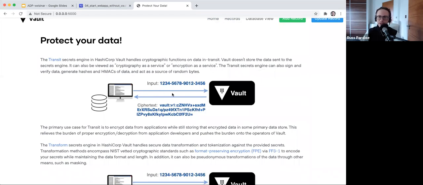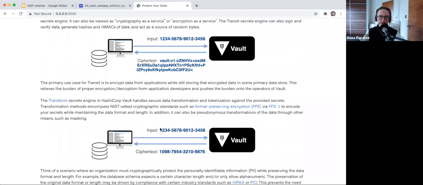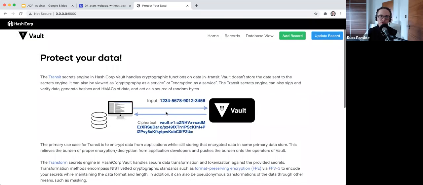We're not doing this at the moment. This is ultimately what I want to get to. I want to be able to provide some kind of input, send it to Vault, and it will send me ciphertext back, which I'm going to store inside of my database. And similarly, I want to provide some input to Vault. I want it to do format-preserving encryption and return that data back to me in this sort of format here.